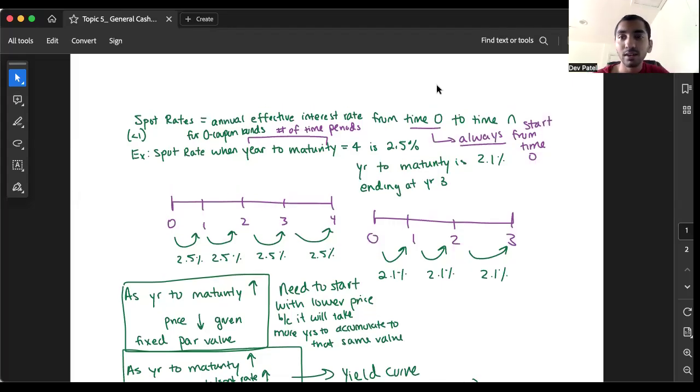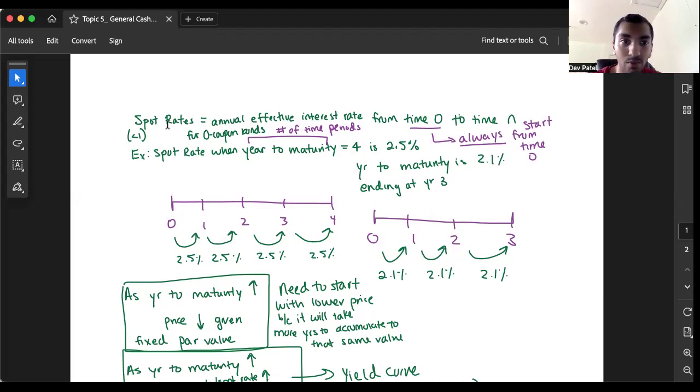Hey guys, so you can think of spot rates as annual effective interest rates from time zero to time n. We've talked about interest rates before in the time value of money video. You can essentially think of spot rates as interest rates, where if you have a given amount x at time zero, it accumulates to x times the spot rate at time period one, and so on. But the thing about spot rates is that this only starts from time zero to time n.